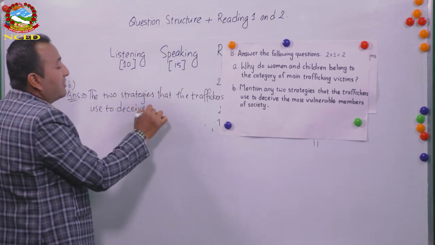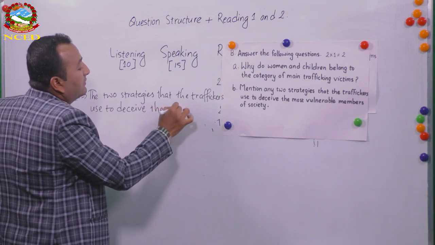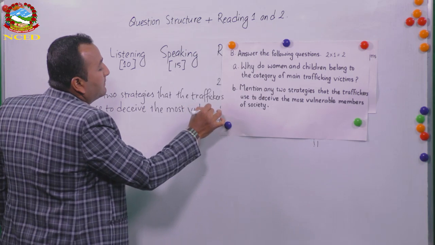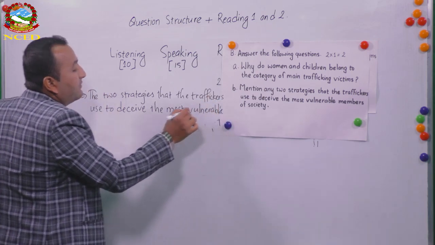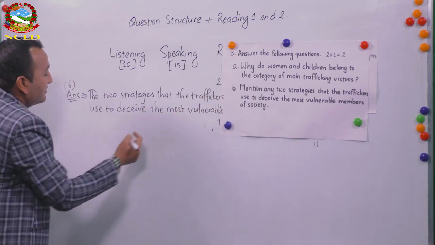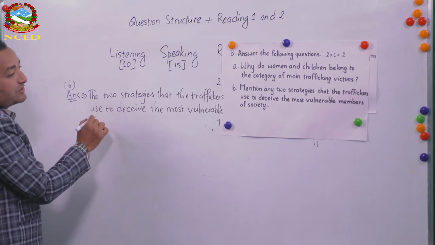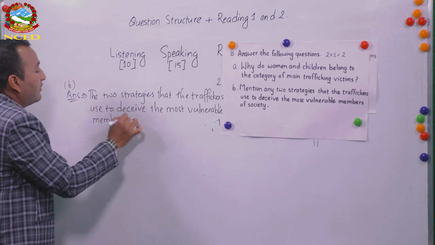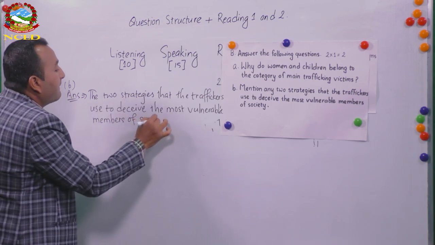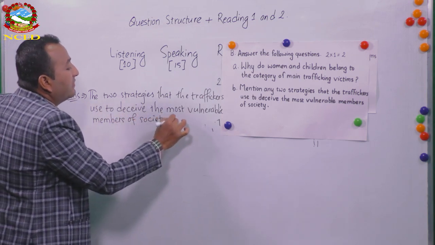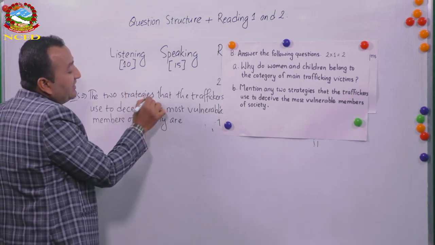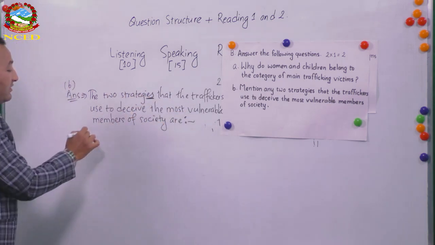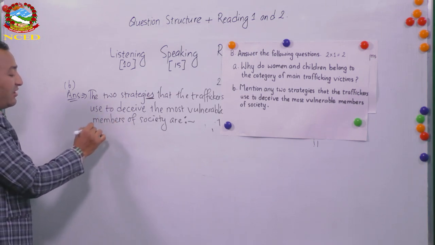Deceive what? Deceive the most vulnerable members of society. VULNERABLE. This is vulnerable members of society are. What are the two ways? Strategies. We have plural here. Subject, so we write plural. Are, write down 1 and 2, or A and B.